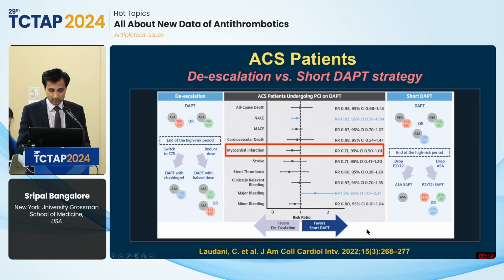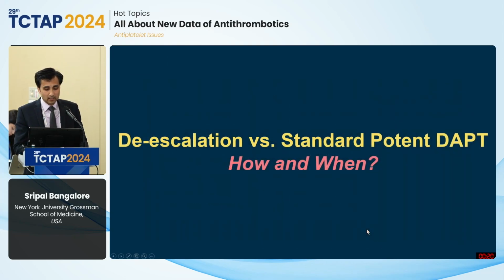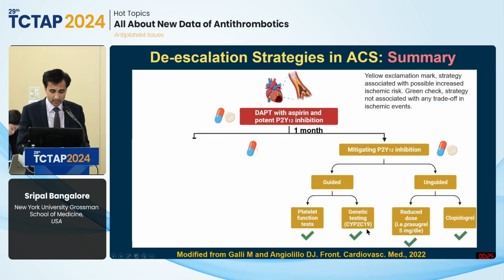So in the interest of time, let me skip this, and we have a number of meta-analyses, including what we have published here. But just to summarize in terms of practical approach, this is a slide I modified from Dominick's presentation. In patients with ACS, the strategy that I like is to start with a potent P2Y12 agent, so aspirin and potent P2Y12. I think we have data as of today that at 1 month you can follow a strategy of de-escalation. So at 1 month you can do a strategy where you mitigate P2Y12 inhibition.